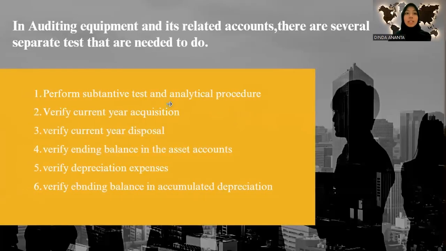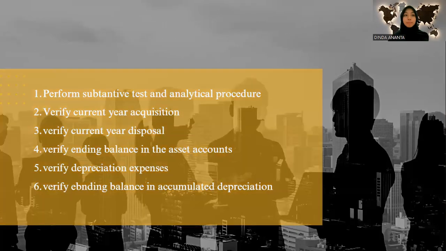Then, in auditing the equipment and its related accounts, as an auditor, it's good for us to separate the tests into several steps. The first one is perform substantive tests and analytical procedures. Second, verify current year acquisition, verify current year disposal, verify ending balance in the asset account, verify depreciation expense, and verify ending balance in accumulated depreciation.